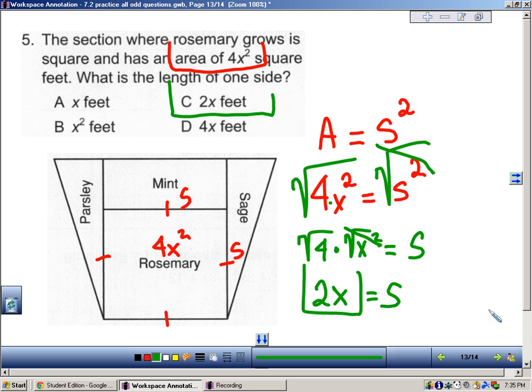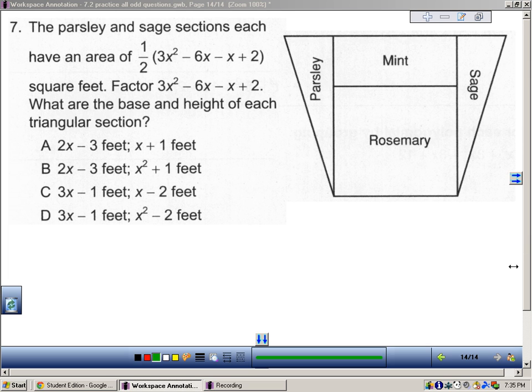And the last question. We made it this far. Let's finish off strong. The parsley and sage sections each have an area of 1/2 the quantity 3x squared minus 6x minus x plus 2. That's in square feet. Factor the expression. And what are the base and height of each triangular section?